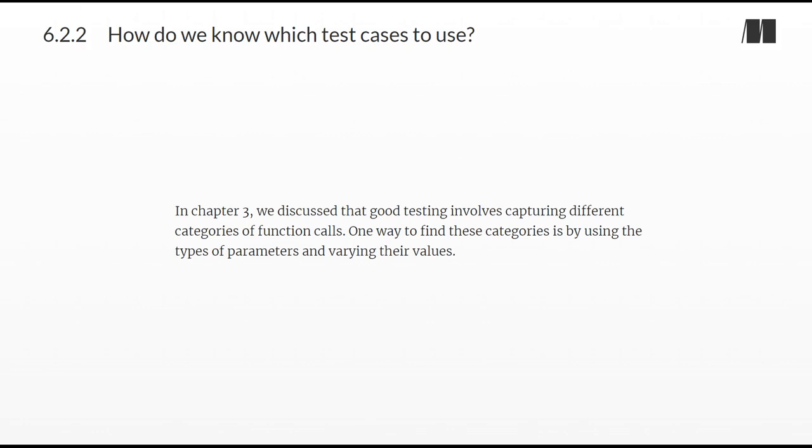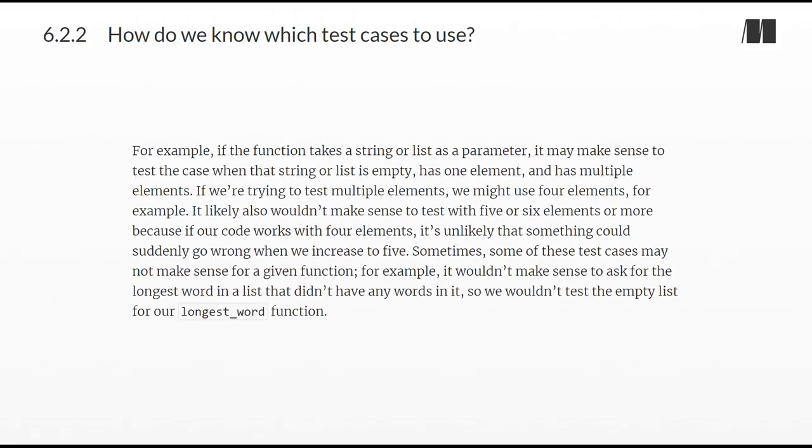Section 6.2.2. How do we know which test cases to use? In Chapter 3, we discussed that good testing involves capturing different categories of function calls. One way to find these categories is by using the types of parameters and varying their values. For example, if the function takes a string or list as a parameter, it may make sense to test the case when that string or list is empty, has one element, and has multiple elements. If we're trying to test multiple elements, we might use 4 elements, for example. It likely also wouldn't make sense to test with 5 or 6 elements or more, because if our code works with 4 elements, it's unlikely that something could suddenly go wrong when we increase to 5.